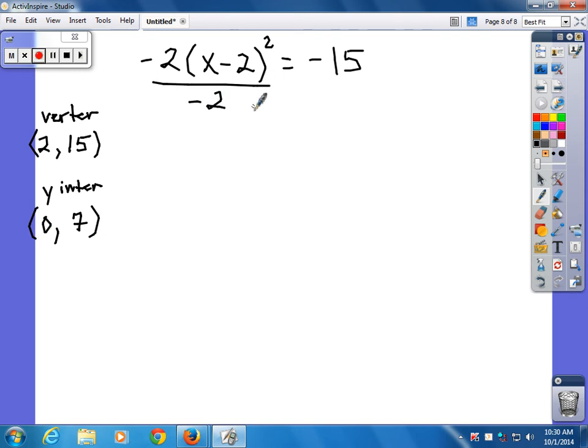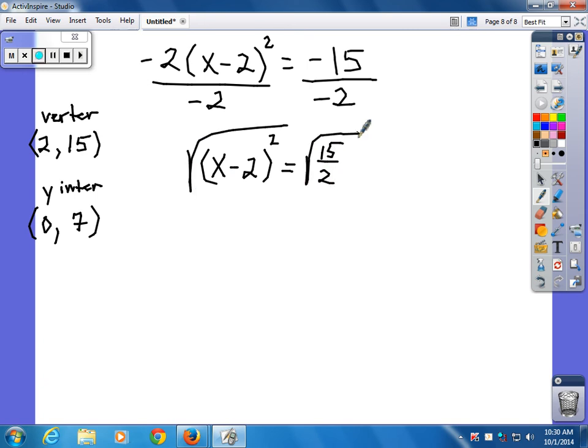And let's find our x-intercepts. Divide by negative 2. Divide by negative 2. x minus 2 quantity squared is equal to negative 15 halves. Take the square root. x minus 2 is equal to the square root of 15 times the square root of 2 over 2. I went ahead and rationalized the denominator. And add 2. And the square root of 15 times the square root of 2 is the square root of 30.